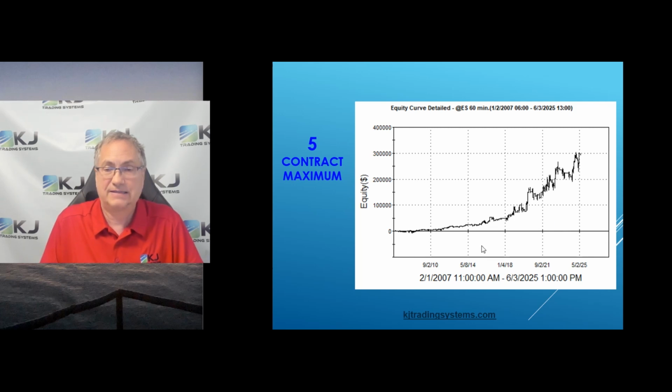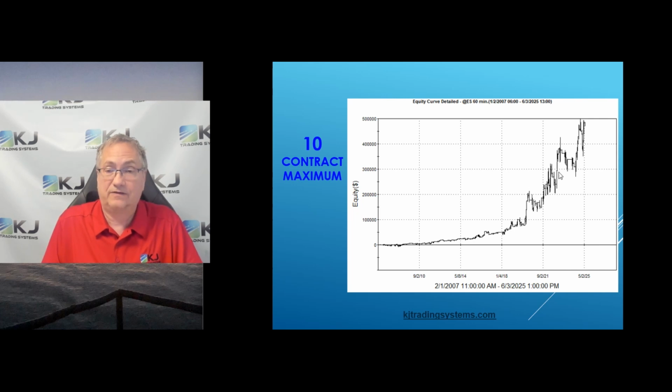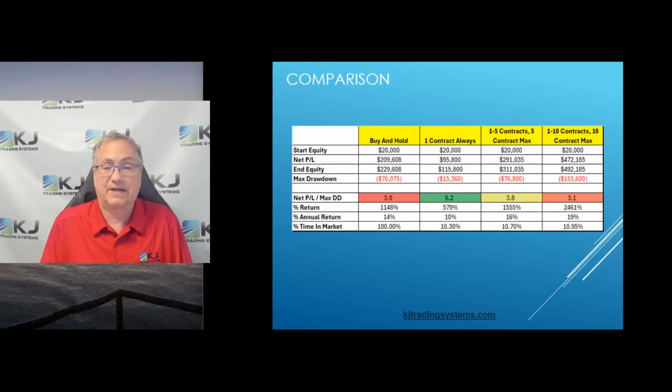5 contracts, hey, you're getting this nice kind of curve. It's kind of like an exponential curve, but you do have bigger drawdowns. And then with 10 contracts, you get even more as far as profit, more exponential growth, but you have bigger drawdowns along the way. So depending on what your risk tolerance is, you can pick a version that might work for you. So let's just compare them.